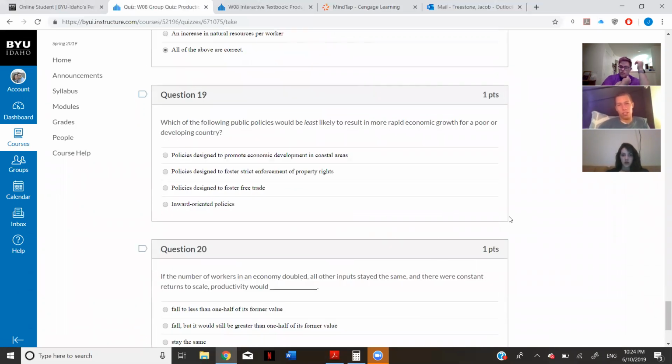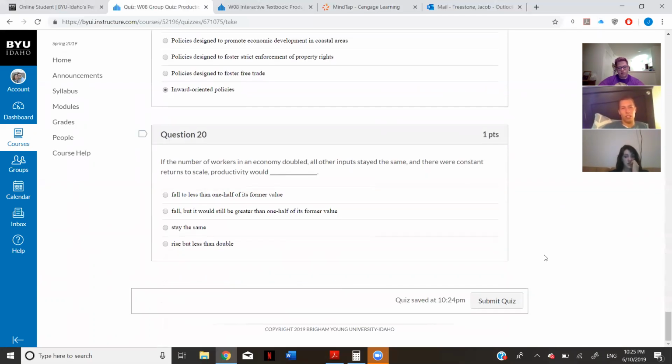All right, number 19. Which of the following public policies would be least likely to result in more rapid economic growth for poor or developing countries? That one I didn't know. I think it's D because it said somewhere in the text that poor and developing countries need to have outward-oriented policies to be able to grow faster. Fine with me. So you got Ivy? I guessed D, but I wasn't sure. All right, D it is.